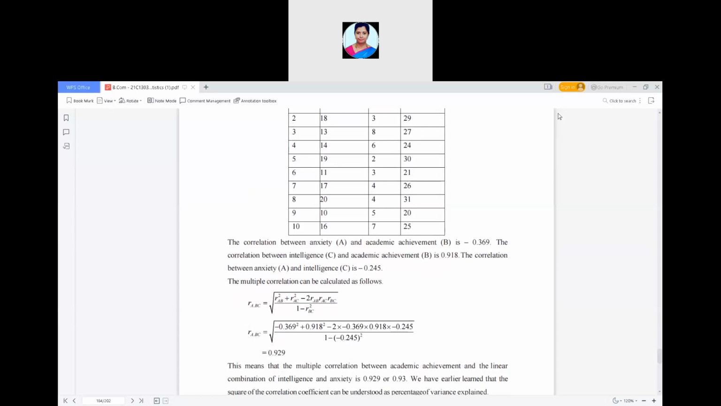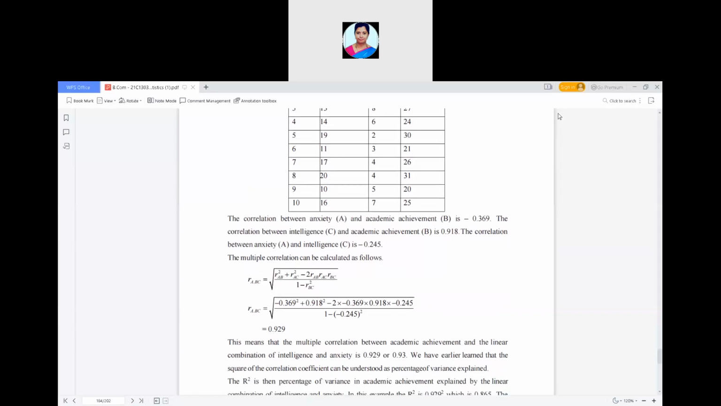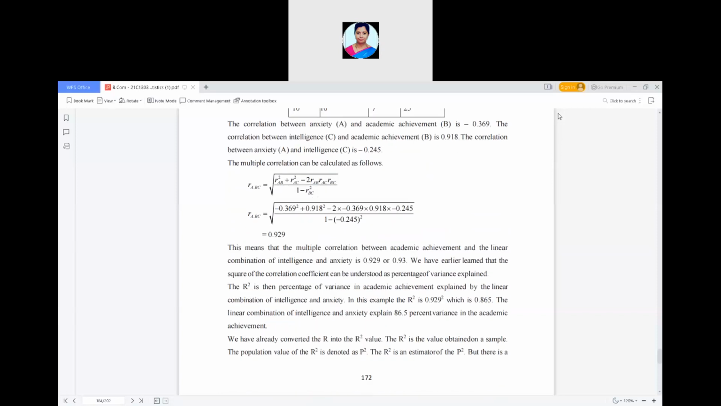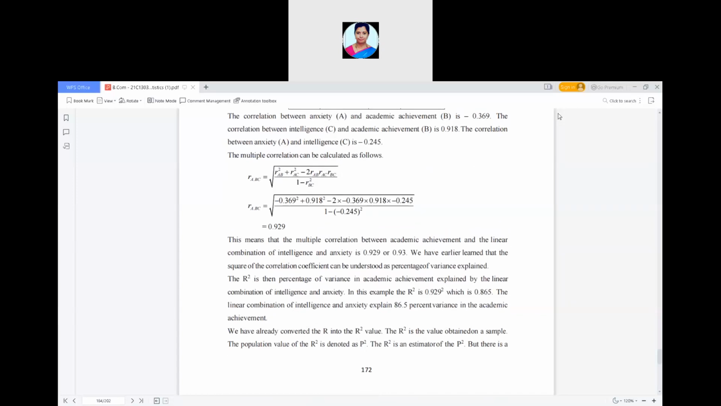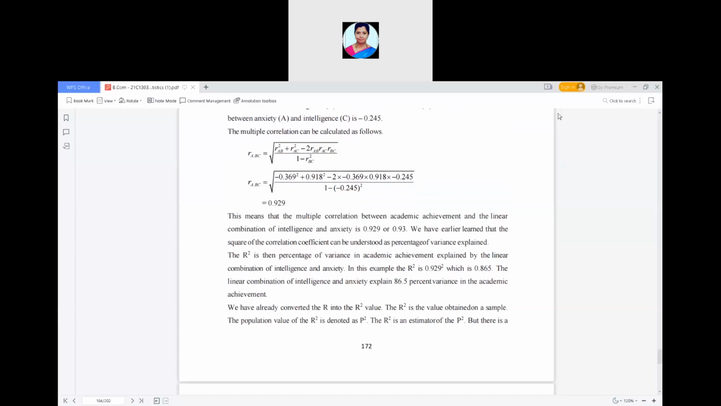We have learnt earlier that the square of any correlation coefficient can be understood as the percentage of variance explained. So R square is the percentage of variance in academic achievement explained by the linear combination of intelligence and anxiety. So this is the example. In this example, R square is 0.929 squared, which is 0.865, and the linear combination of intelligence and anxiety explains 86.5 percent of the variance in academic achievement.